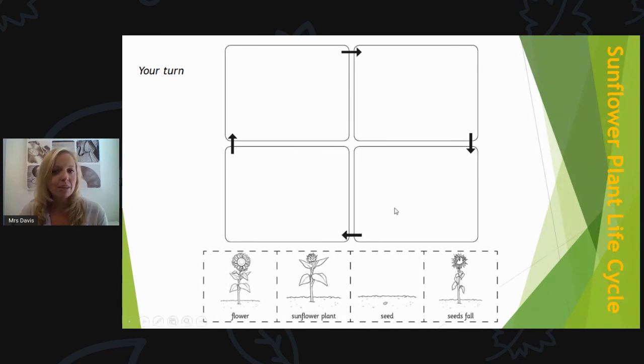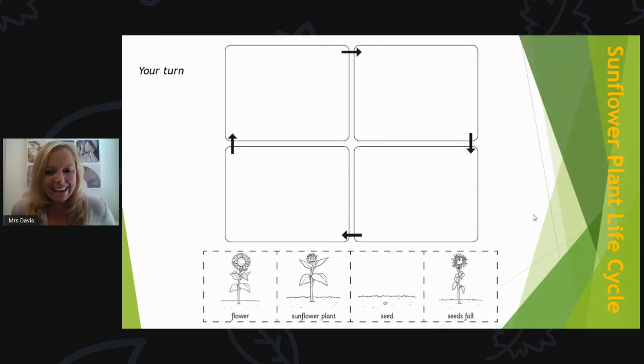Okay, put them into, you could lay it out like this, where you put one, then the arrow next to it, arrow going round into a life cycle. So pause the video and have a go at doing that with the picture and the label.